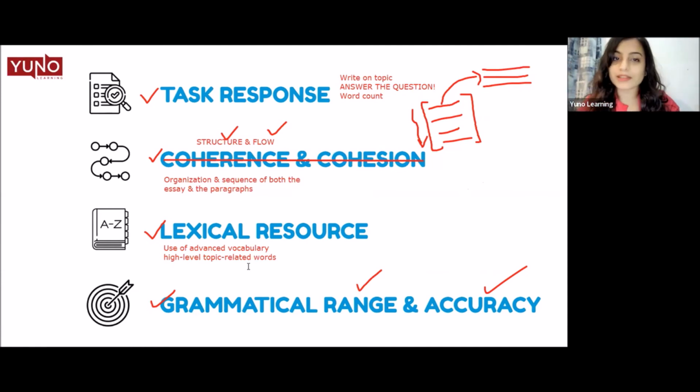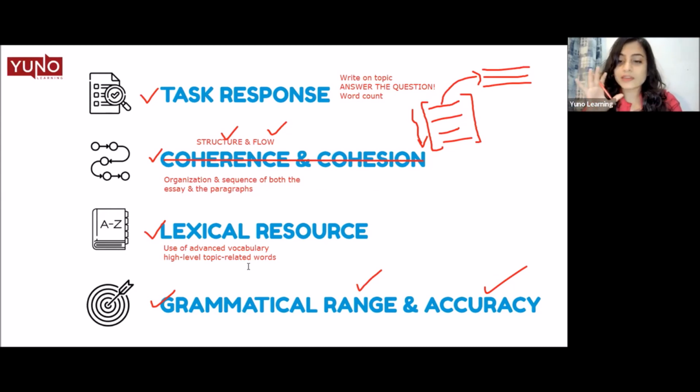So just like when we speak in Hindi, we try to use a lot of sentences and we have extended sentences as well, correct? So the same thing you have to apply in English, where you are making compound and complex sentences and not just simple sentences. So the variety, the range of sentence structures you have accounts for grammatical range.